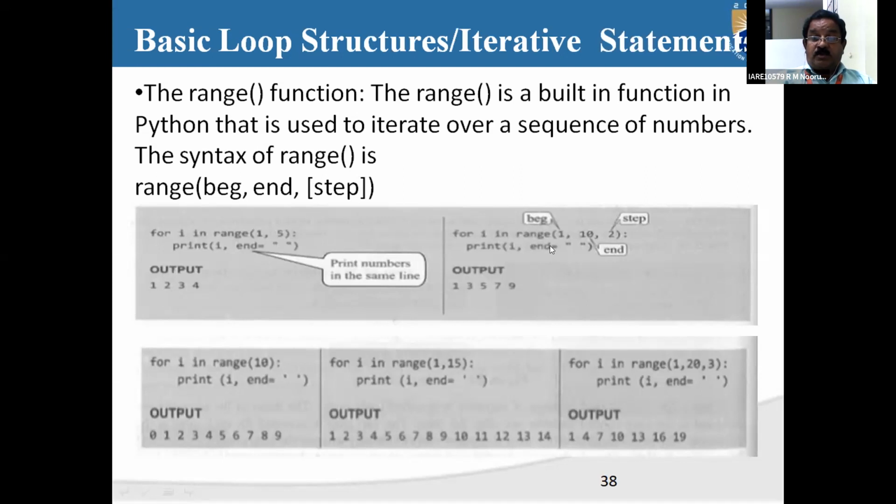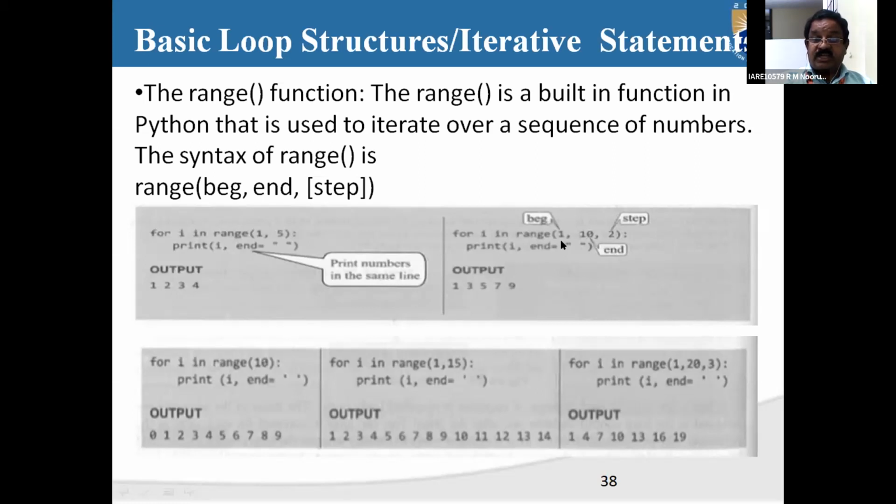Here you have mentioned the step: the beginning of the range is 1, the end of the range is 2, and the step is 2. The increment is going to be done, that is i equals i plus 2. So it starts with 1 and then it is incremented by 2, that is i equals i plus 2. Then it will become 3.